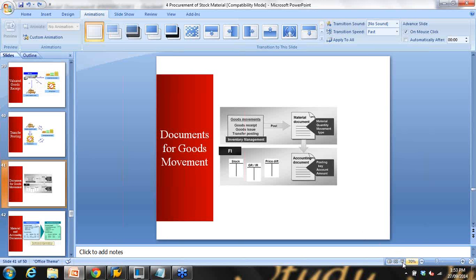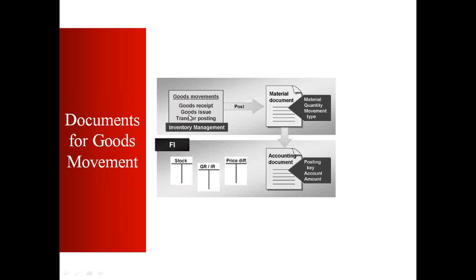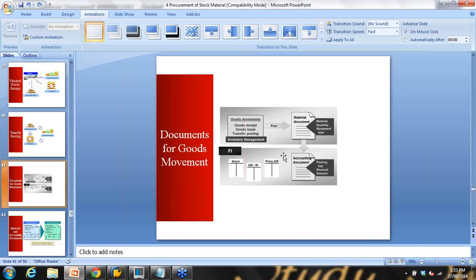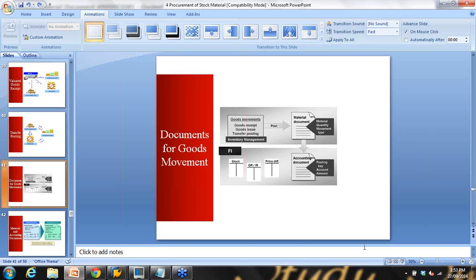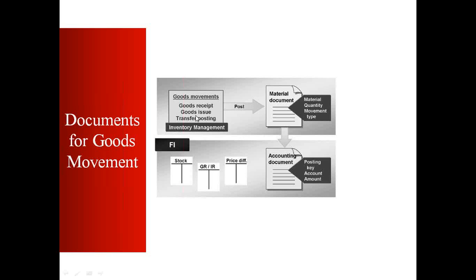Whenever you create a goods receipt, goods issue or transfer posting, the system will generate a material document all the time. And from the material document, an accounting document will be created. Again, it will not be created in this case, because we're just doing an internal transfer. It's just changing the stock type. Otherwise, when you receive from a vendor or issue to production, it will create the accounting document along with the material document.